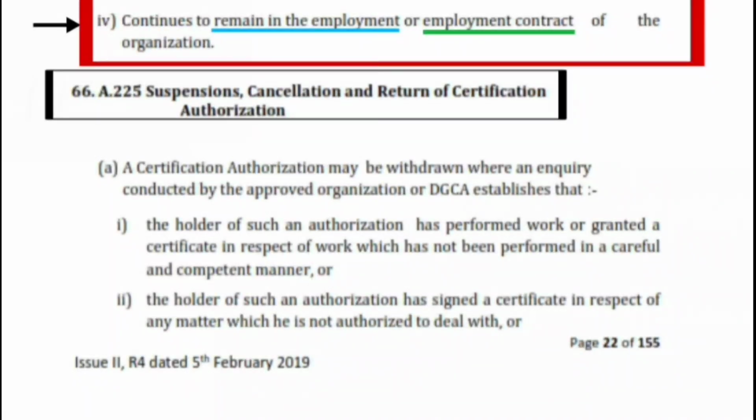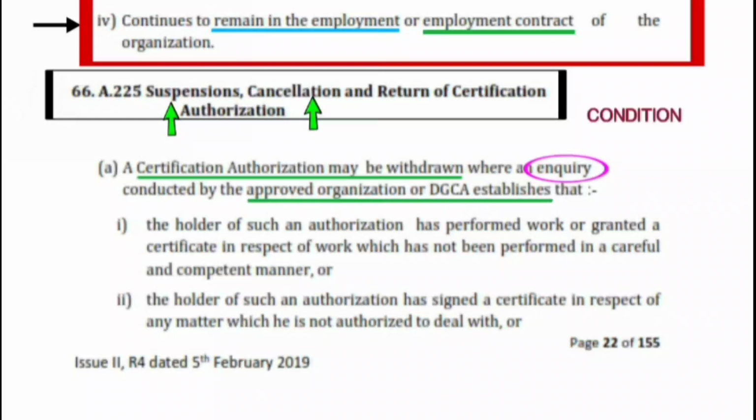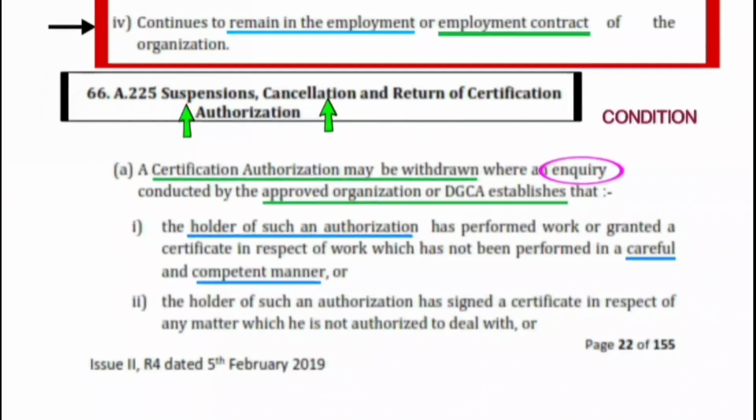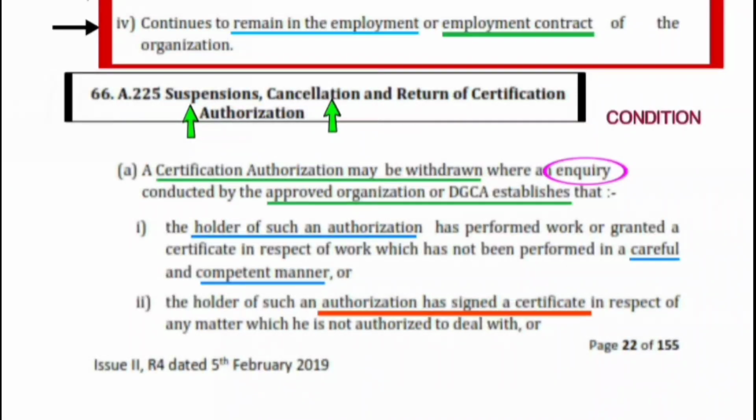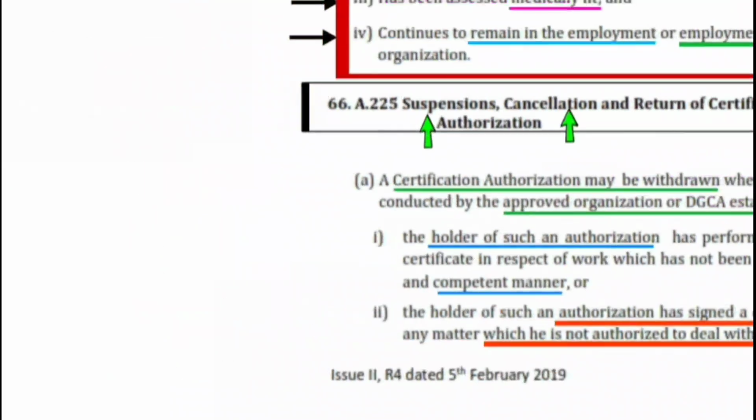Suspension, cancellation and return of authorization. As the name suggests, this para says the conditions under which an authorization granted for 1 year can be suspended or even cancelled. The authorization may be withdrawn when an inquiry conducted by the organization or DGCA establishes that the holder of the authorization has not performed work in a careful and proper manner, or he has certified any repair for which authorization was not granted to him.